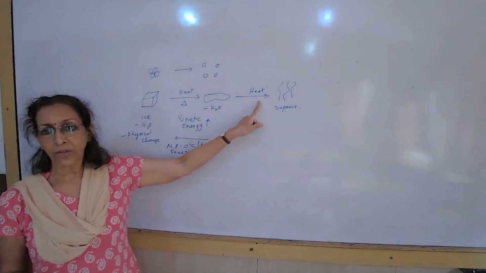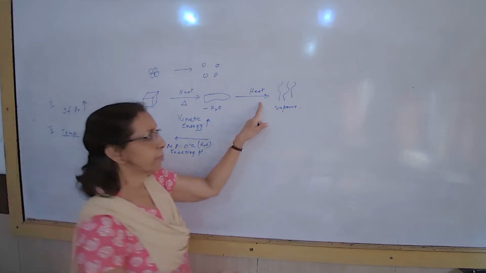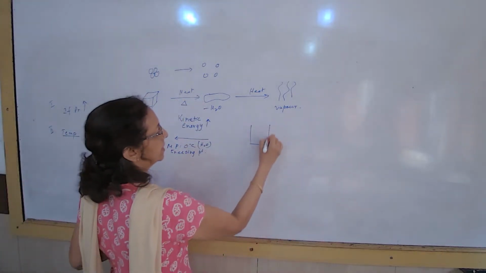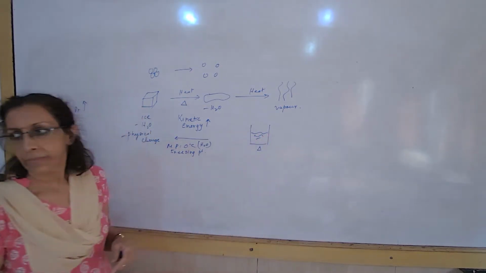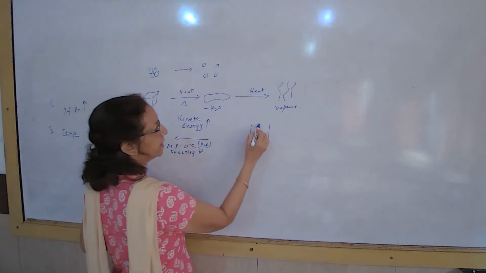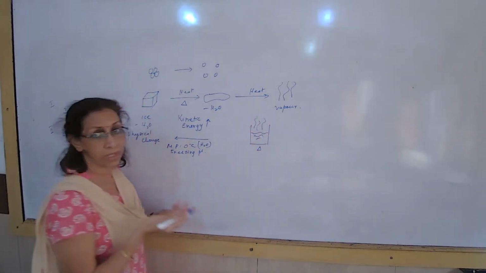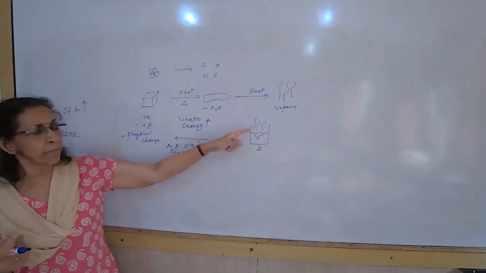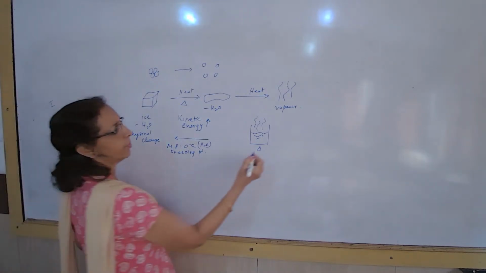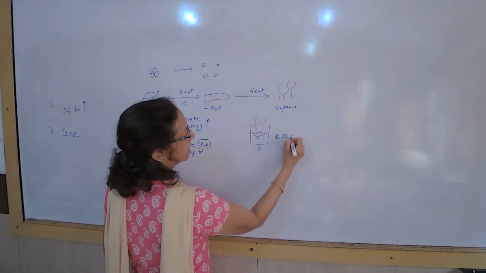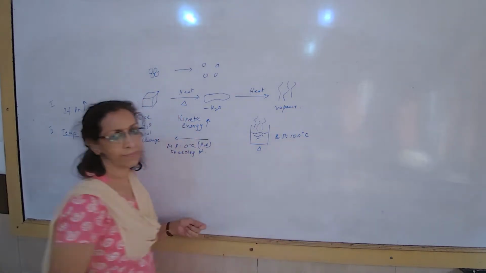Now, here there's again a change of state. Suppose I have taken some water in a beaker and I'm heating it up. You'll find that it is becoming vapor now. Steam is coming out. At what temperature is this happening? It's boiling, 100. So what is the boiling point? Boiling point, you are going to write it as 100 degrees Celsius.